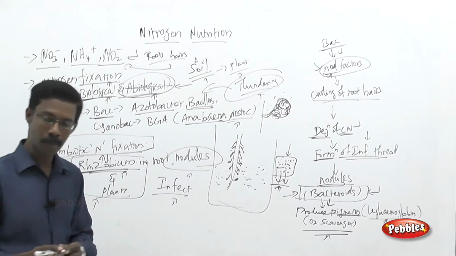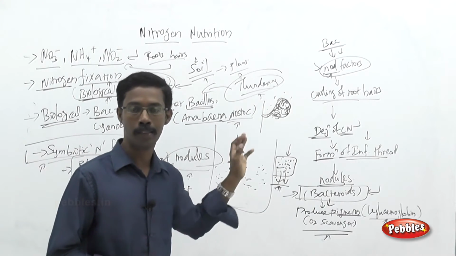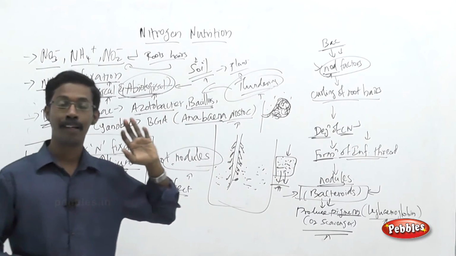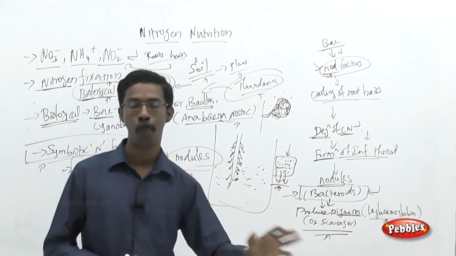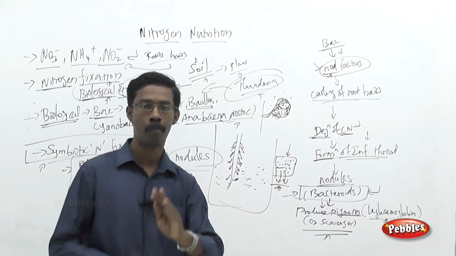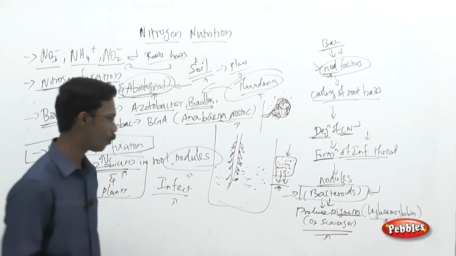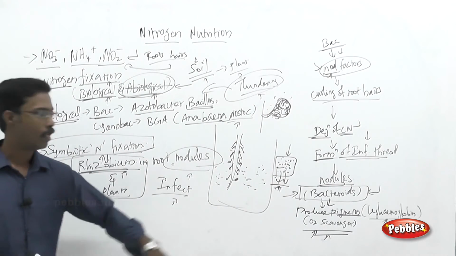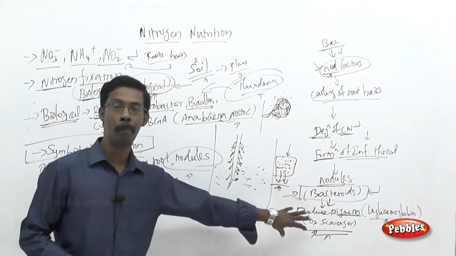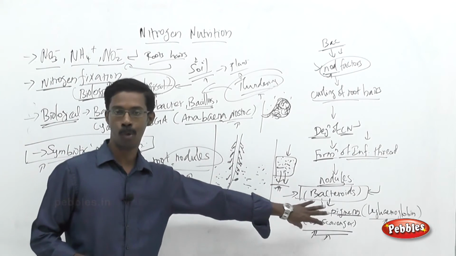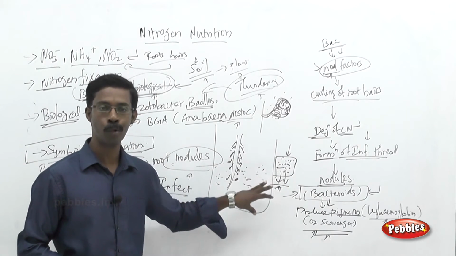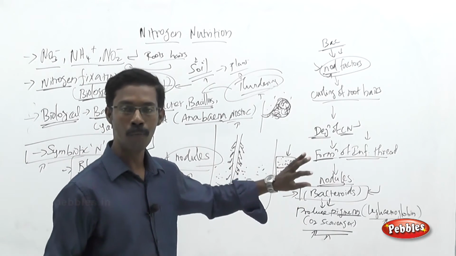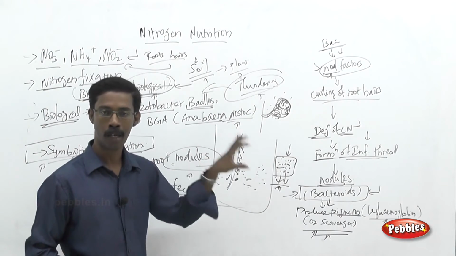Because the enzyme, as I told you, nitrogenase, the major enzyme involved in nitrogen metabolism, is an anaerobic enzyme. It needs an anaerobic environment to function as a normal enzyme. So the presence of oxygen will inhibit the normal nitrogenase activity. The oxygen presence will be removed by the leghemoglobin. The leghemoglobin is produced by the bacteroids. The bacteroids are nothing but the modified morphological form of rhizobium.